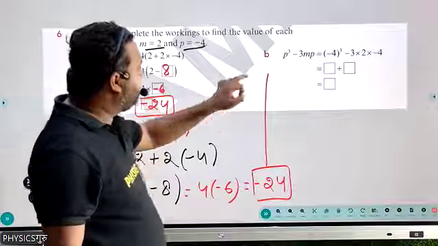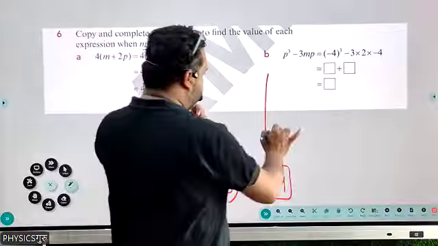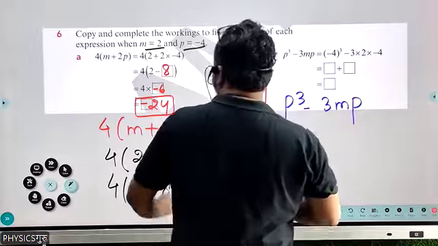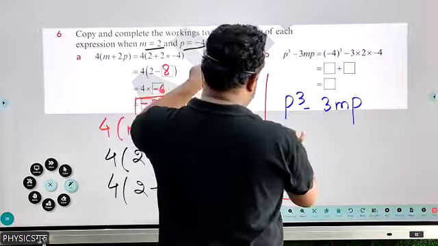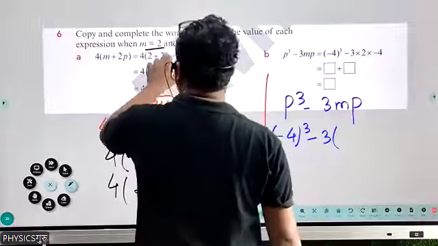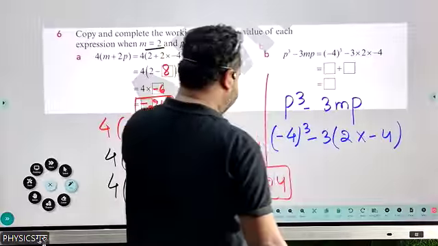So it is PQ minus 3MP. We need to find the value of PQ minus 3MP. So PQ minus 3 times M into P. What is the value of PQ? P is basically minus 4, cubed, minus 3 times M into P. M is what? M is 2. P value is minus 4.